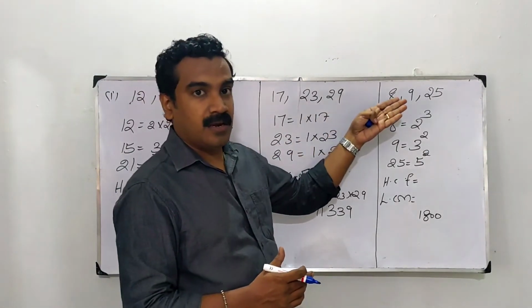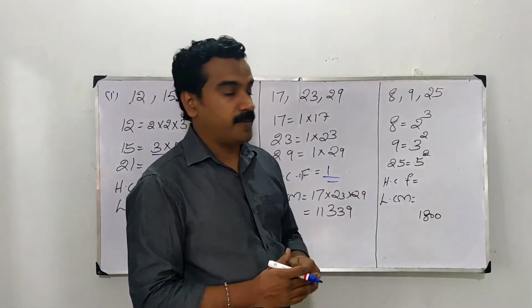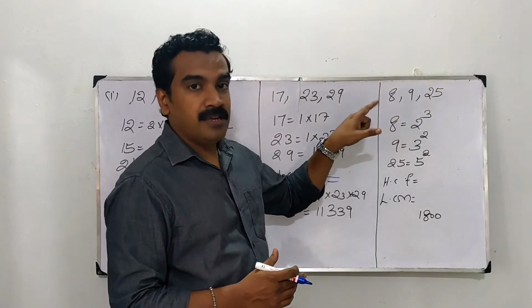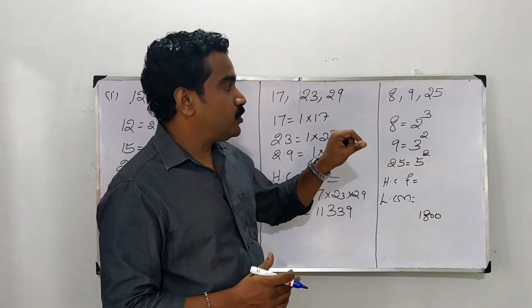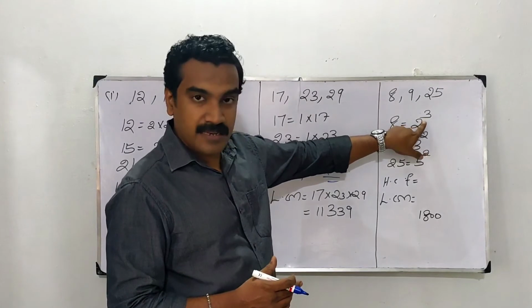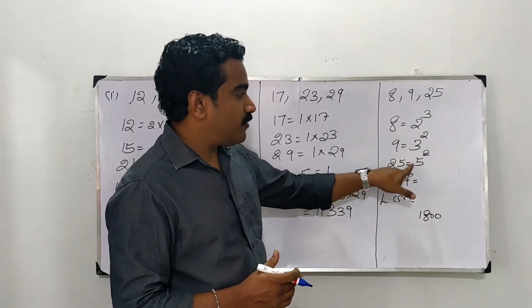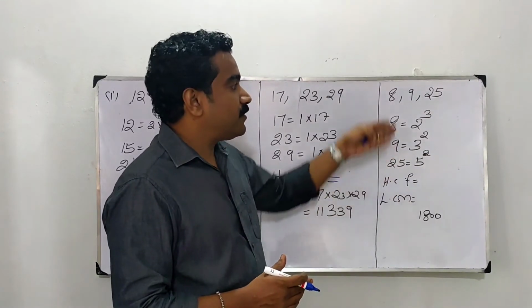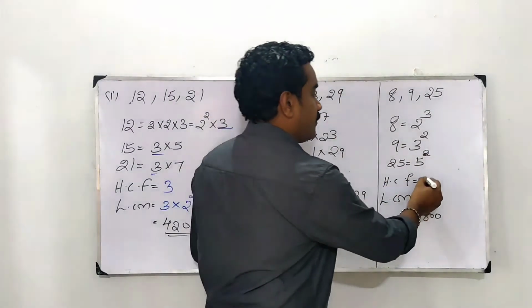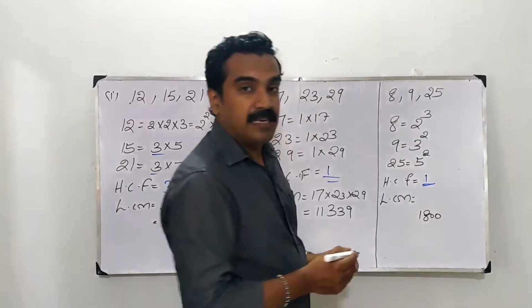Look at the next question. Third question. 8, 9, 25. What is 8? 8 is actually 2 into 2 into 2. 2 into 2 into 2 is 8. So you can write 8 as 2 cube. Then 9. 9 is 3 into 3, that is 3 square. 25 is 5 square. Here what is HCF? Nothing is common. So HCF is 1.